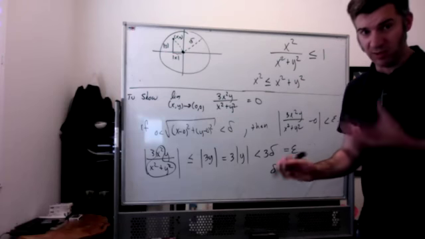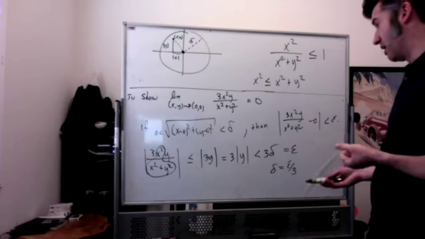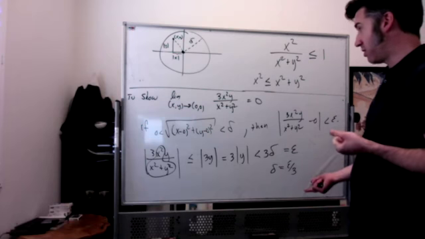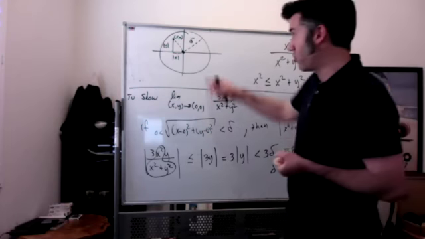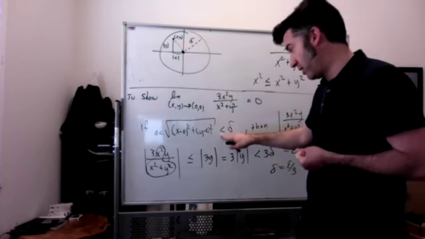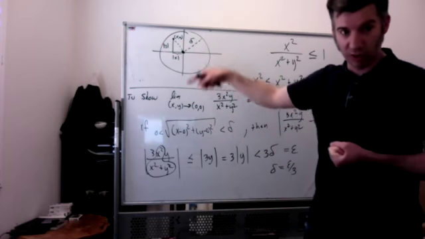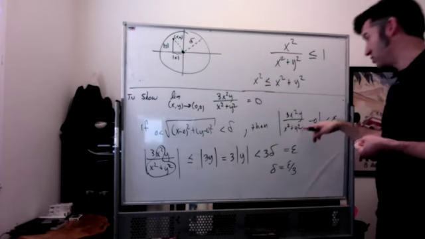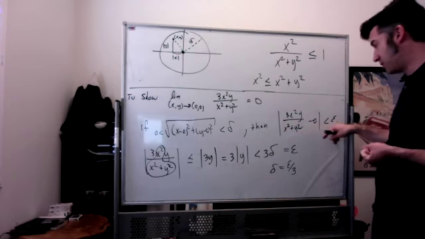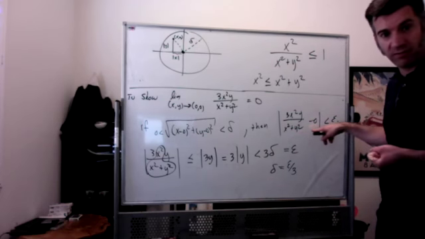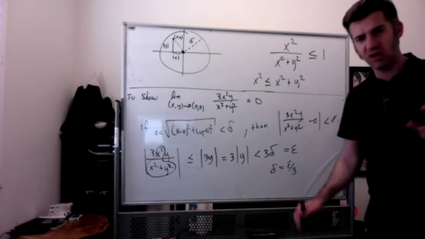I'm not going to say too much more here, but basically the idea is that if delta is epsilon over 3, then if your point is within epsilon over 3 of the origin, then it is true that your function is within epsilon of the value 0, which is its limit.